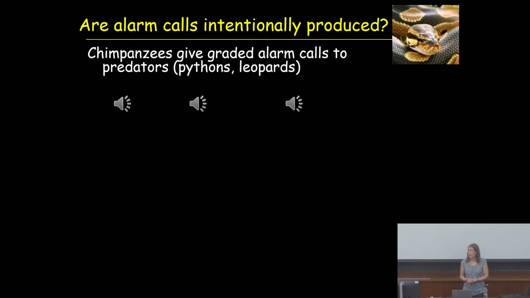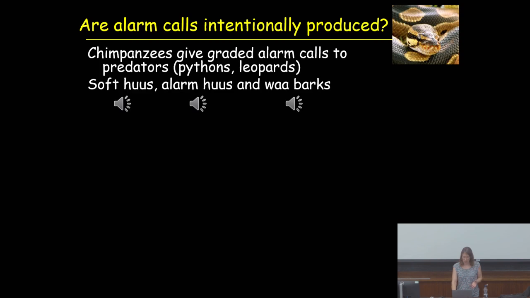Chimpanzees have a graded call system, so all of their calls grade into other call types. And so in an alarm context, they give 3 calls that grade into each other. They're called soft whoos, and this is a very soft recording, so you may or may not be able to hear this.